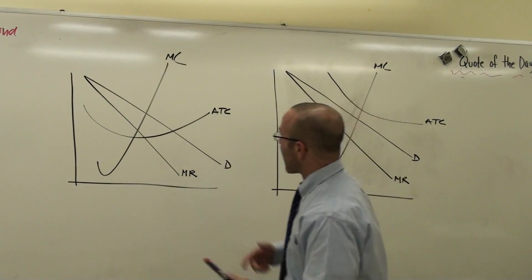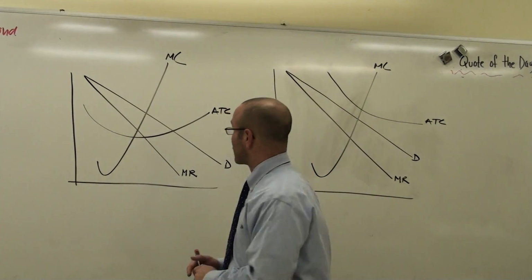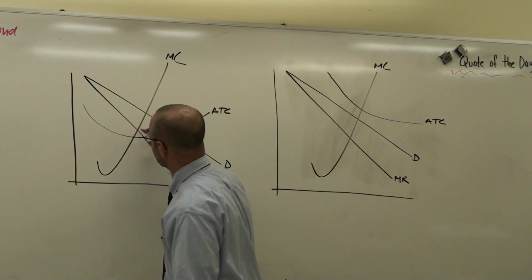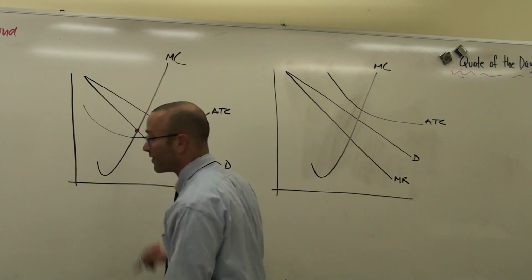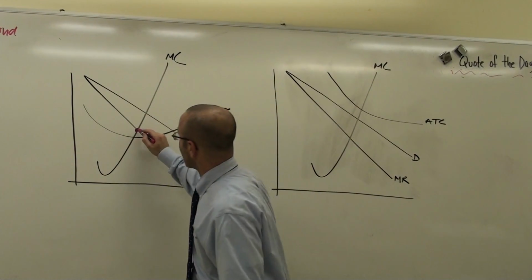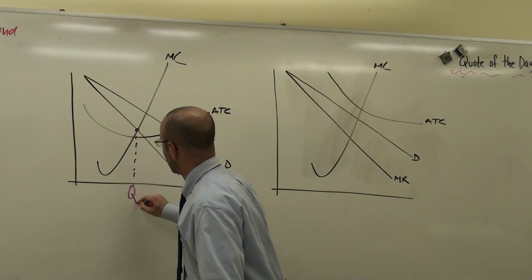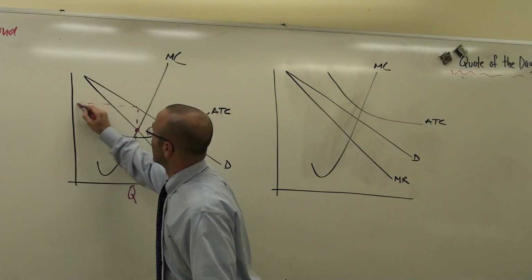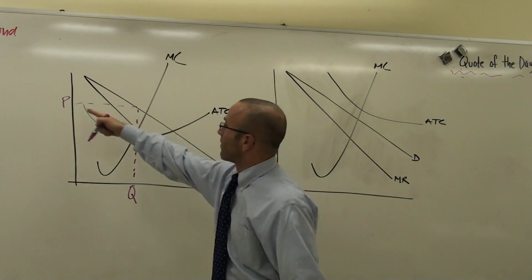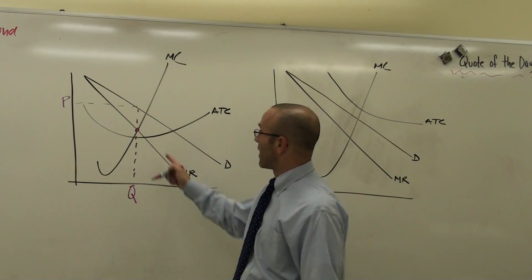Here we go. A profit maximizing monopolist is going to produce where MR equals MC. So let's do that. MR equals MC there. What am I going to do? I'm going to trace it down to Q. Trace it up to P. Alright, as you can see here, my price times Q would be my total revenue.